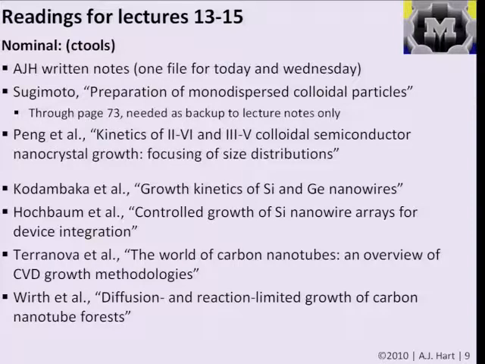And then the last 2 papers by Terranova and Wirth talk about overviews of methodologies for growing carbon nanotubes and a study of the kinetics of growth of carbon nanotube films. And this Terranova paper gives some examples of apparatuses, types of reactors used to grow carbon nanotubes. And a lot of these are used to grow other types of structures, but I chose this as the example in which we'll look at different types of reactors that are used for these kinds of productions.